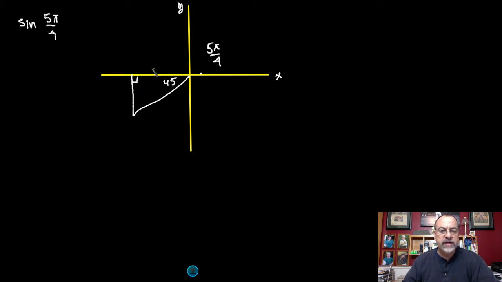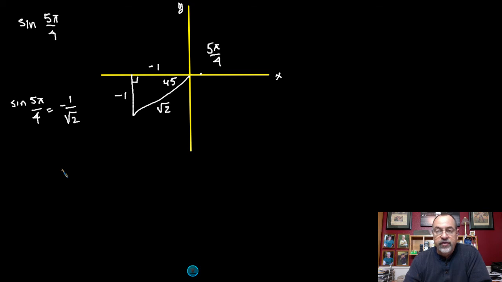So this is left, so this is negative, and this is negative in quadrant 3. And so I know that this is the square root of 2. So again, the sine of 5 pi over 4 then is again the opposite side, which is negative 1 over the square root of 2.